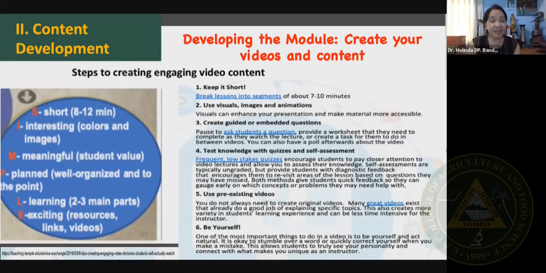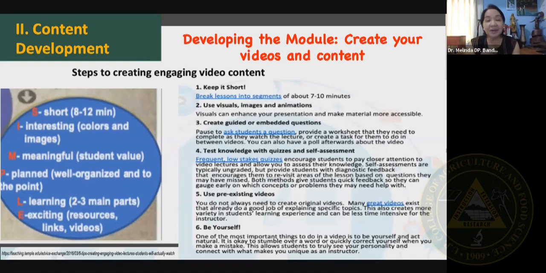Right? Interesting: colors and images, so that we can easily get the attention of our students or reviewees. Meaningful: do they get something from our video? So the interesting colors, this is number 2 here, corresponds to: use visuals, images, and animations. Visuals can enhance our presentation and make the material more accessible, because there are visuals there. It can also aid in our interpretation and understanding of a particular concept.